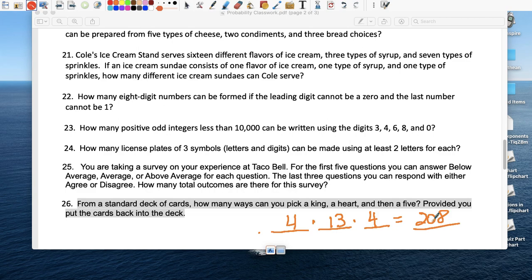So again, if you're comfortable with this, I think you're doing very, very well. This is probability. There's a little bit more we have to talk about: theoretical probability and experimental probability, and then permutations and combinations to also take care of.